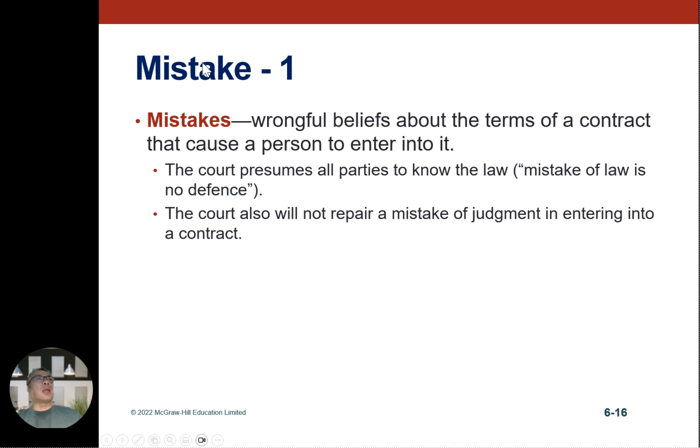Mistake number 1: a mistake is a wrongful belief about the terms of a contract that causes the person to enter it. The person is presumed to know the law. Mistake of law is no defense. The court will not repair a mistake of judgment in entering a contract. That's mistake number 1. If you say you don't know, it's not a good defense.